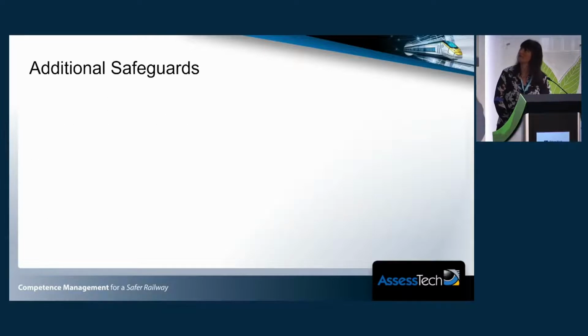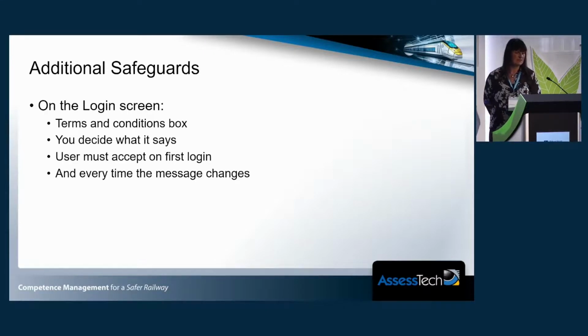We are going to build some additional safeguards on ACMS. This also ticks a box for a requirement that Annabelle raised, actually, which is terms and conditions. We're going to have a terms and conditions box on the login screen. So the first time a person logs in, or any time that text changes, they have to accept that. Now, you can use that terms and conditions to include a statement about not putting sensitive data on ACMS. You decide what it says, but the user can't log in unless they accept those terms and conditions, which is exactly what happens when you log onto your internet banking, right? You have to agree to their terms and conditions.